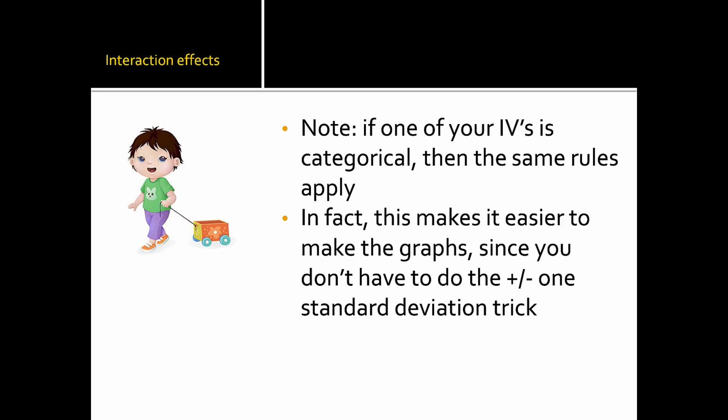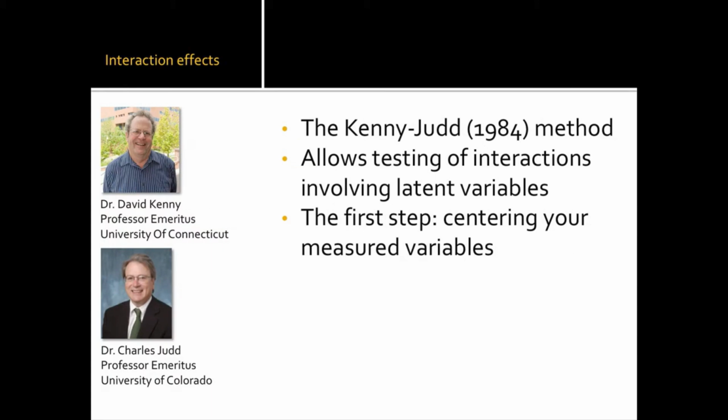So what happens if one of your IVs is categorical? Well, actually, this is kind of what we just did. We made our second IV into a categorical variable, right? Severity of autism symptoms: we did the mean, 1 standard deviation above the mean, 1 standard deviation below the mean. We left it as a continuous variable initially. We made our regression equation, and then in order to illustrate it, we made those 3 lines as a result. So if your second IV happens to be categorical, your work is done for you. You don't have to do the plus and minus 1 standard deviation trick.